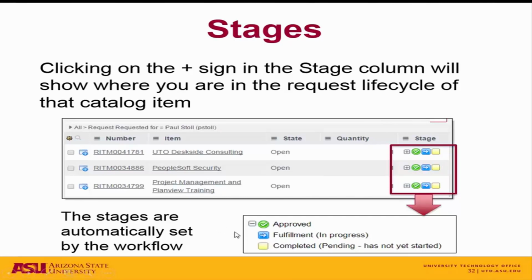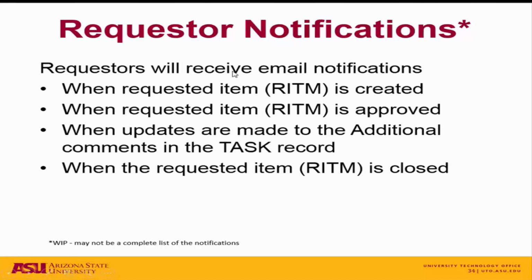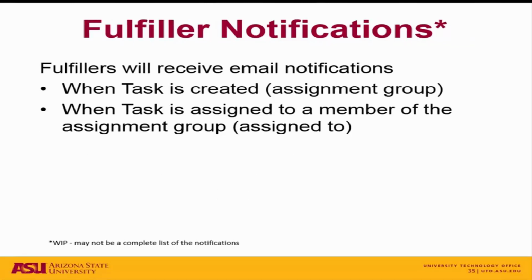Let's look at how request notifications are sent to users as they request items in the Service Catalog. Requesters will receive emails when a requested item is created, approved, when updates are made to the additional comments, and when the item is closed. Fulfillers will receive emails when the task is created for the assignment group and when the task is assigned to a member of the assignment group.